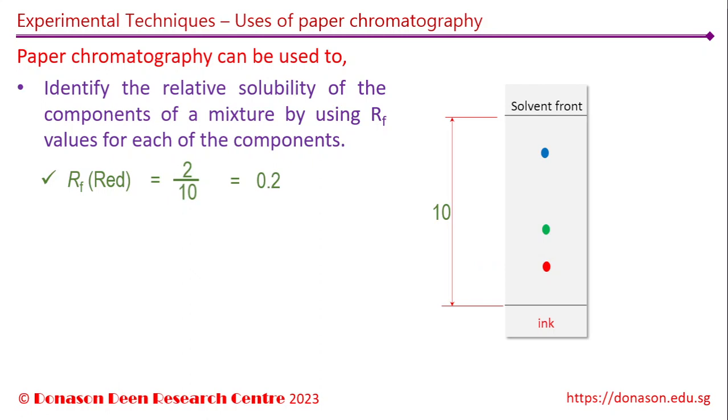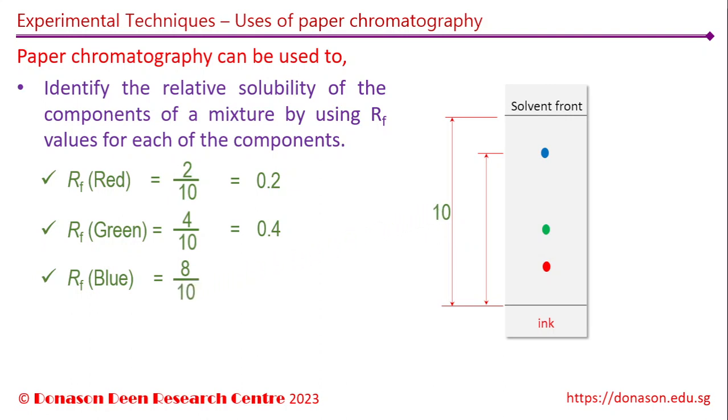How about the RF value for the green dye? Let's say the distance for the green dye is 4 units, and its RF value would be 4 out of 10, which is equal to 0.4. If the blue dye is 8 units away from the baseline, then its RF value would be 8 out of 10, giving 0.8. Thus, by knowing the RF values for each of the dyes, we can determine the relative solubility of the dye in the given solvent.